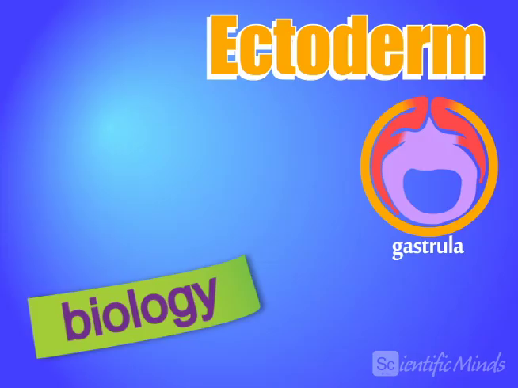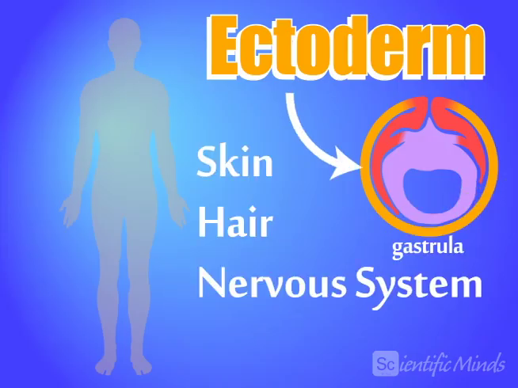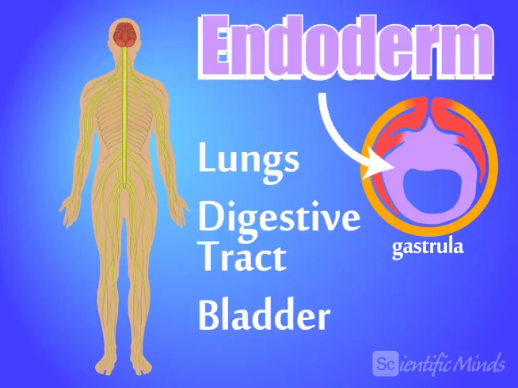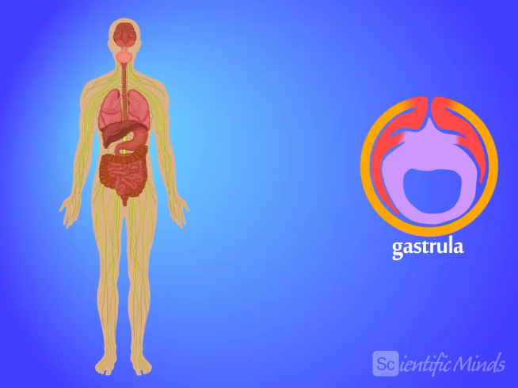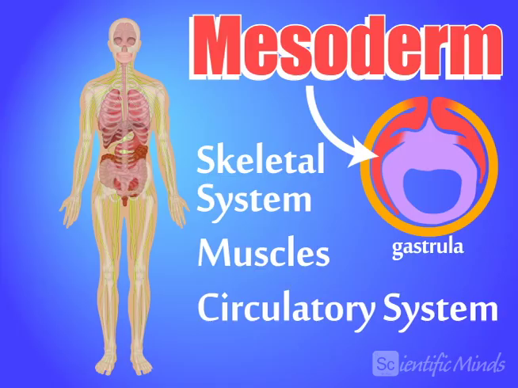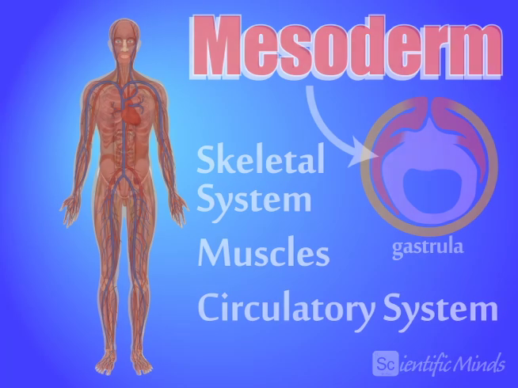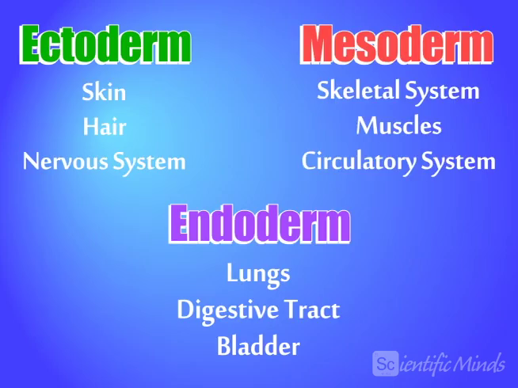In vertebrates, cells that make up the ectoderm develop into the skin, hair, and nervous system. Cells found in the endoderm develop into the lungs, digestive tract, and bladder. Cells of the mesoderm develop into the skeletal system, muscles, and circulatory system. These systems depend on each other and are coordinated together for growth, development, and maintenance of the animal.